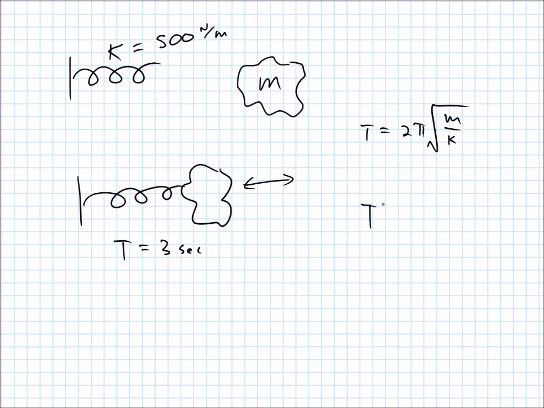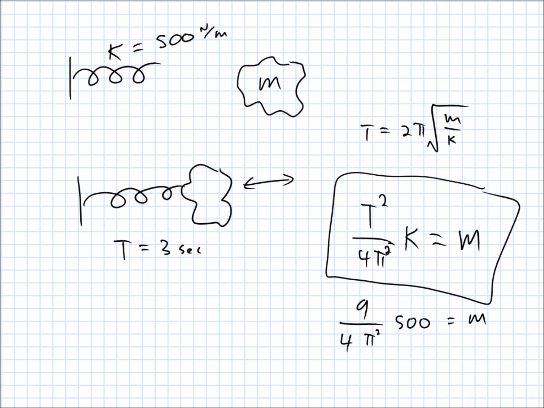So we get T squared over 4 pi squared times k, I think if I did that right, is equal to m. And there you go. Let's see. So that's, do I feel like doing this? 9 over 4 pi squared times 500. Pi squared is, I don't know, something like 9, so those would cancel, and we have something like 500 divided by 4, ish. But that's your answer symbolically, which is the one I like.